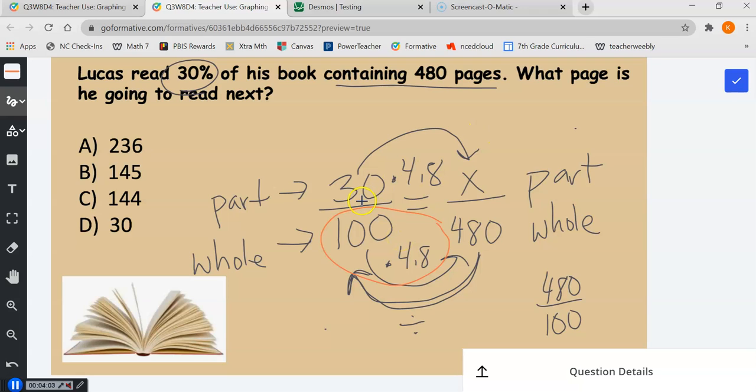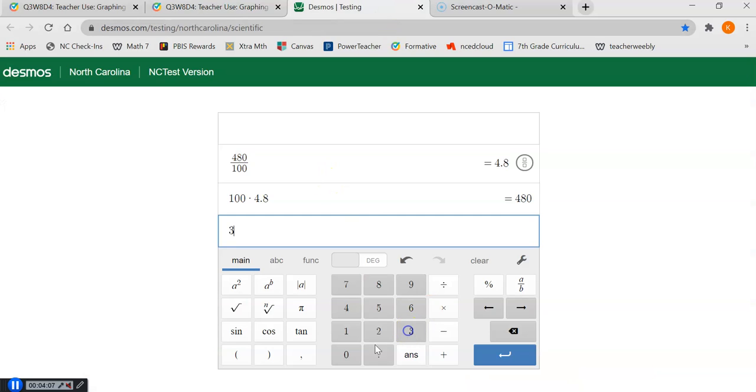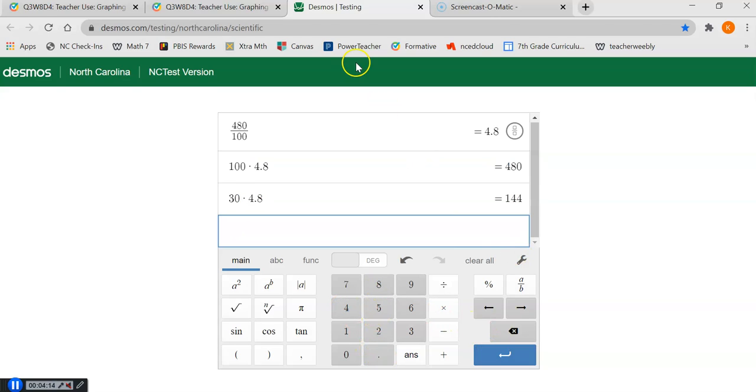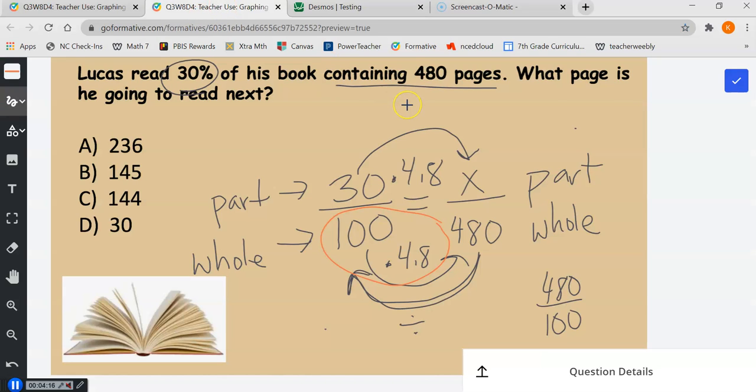So now I have my calculator, so I can just type in 30 times 4 8/10. So 30 multiplied by 4.8 or 4 8/10, we get 144. 144 is what x equals. So x equals 144. So Lucas read 30% of his book containing 480 pages. So if he read 30%, he read 144 pages.